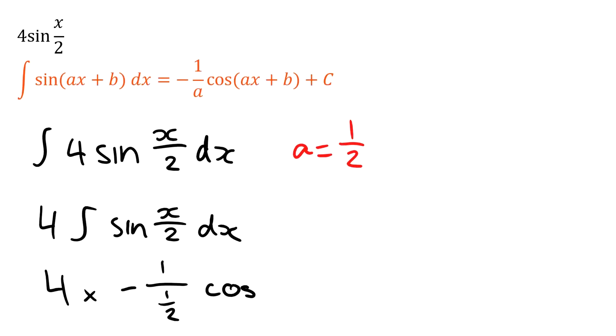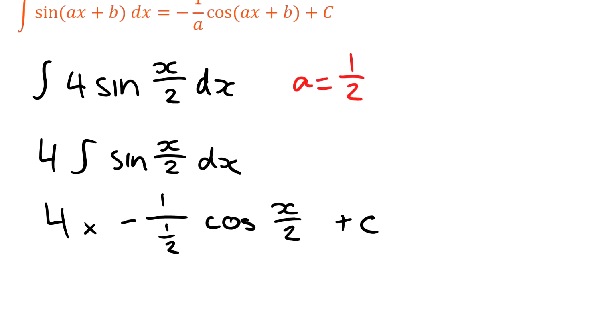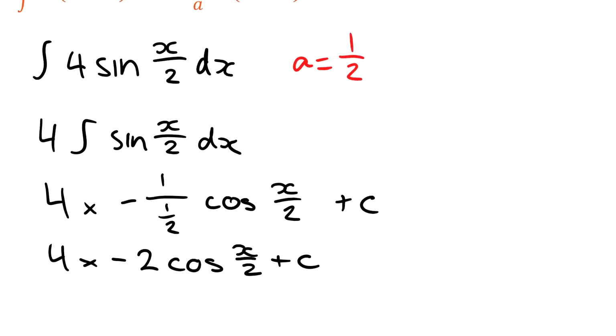cos x over 2 plus c, which we can simplify down further to get 4 times negative 2 cos x over 2 plus c, and finally the final answer will be minus 8 cos x over 2 plus c.